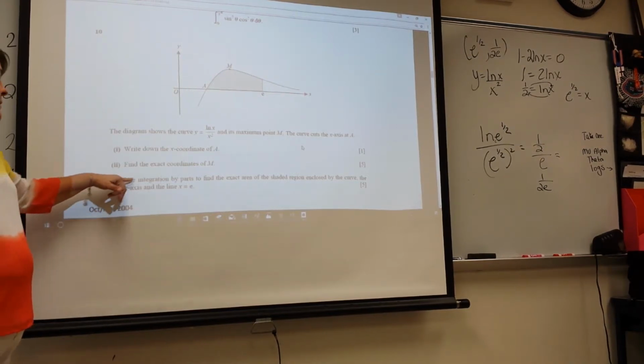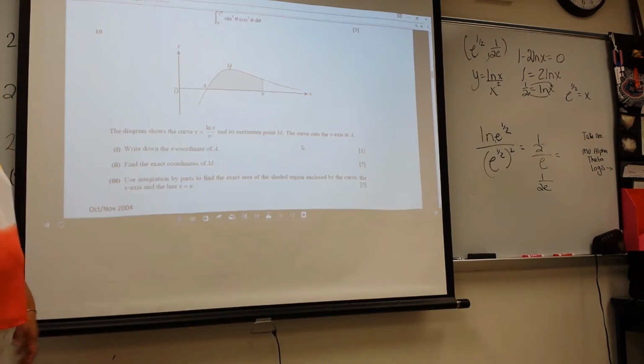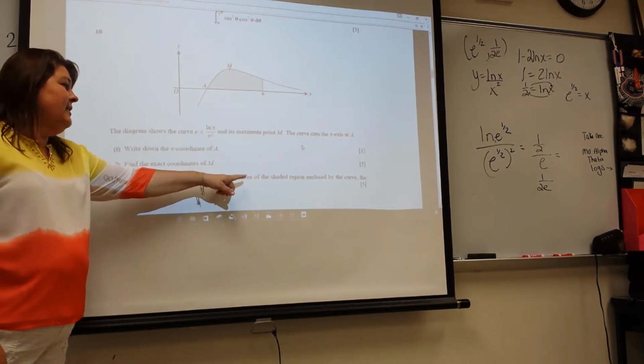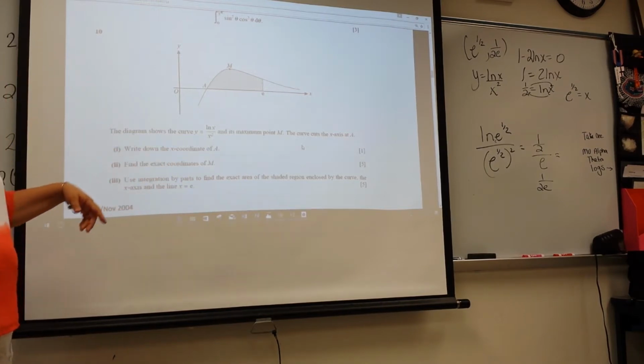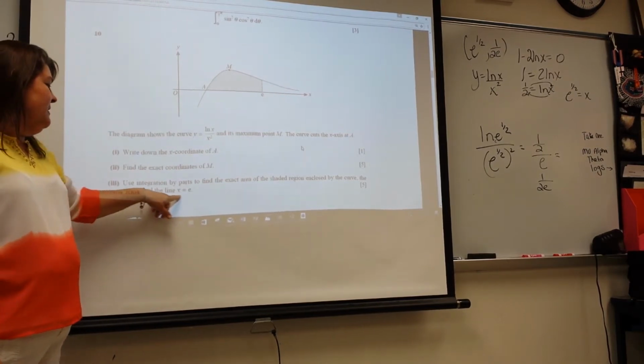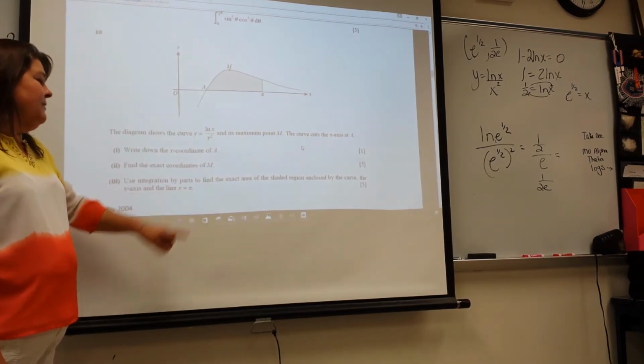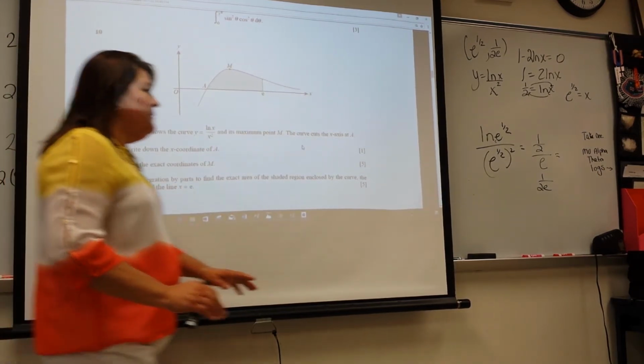The next one: use integration by parts to find the exact area of the shaded region enclosed by the curve, the x-axis, and the line x equals e. So let's set it up and see what it looks like.